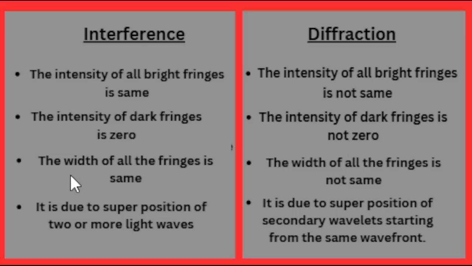In interference, the width of all the fringes is the same, whereas in diffraction, the width of all the fringes is not the same. And interference occurs due to superposition of two or more light waves, whereas diffraction occurs due to superposition of secondary wavelets starting from the same wavefront.